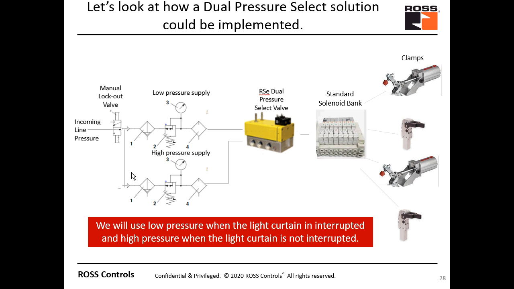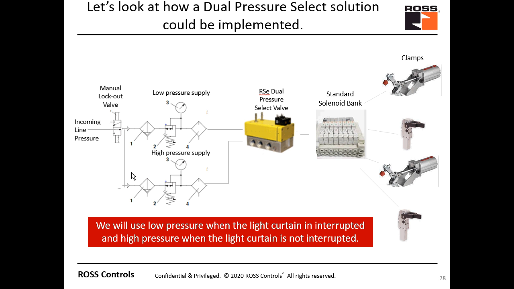We would typically make an assembly that would have a lockout valve on the left because all machines need lockouts to do service and repair and maintenance activities. You would probably have a filter to make sure there's no debris that gets into the valve. And then you would have pressure regulators, 2 of them in parallel, a low pressure regulator and a high pressure regulator. If those are lockable, which Ross does have a set of lockable regulators, you could lock these at 2 different given pressures, supply that to the RSE valve, and then the RSE would select between the 2, depending if the light curtain was interrupted or not, and would send the appropriate pressure out to the standard solenoid bank, which is driving the clamps.